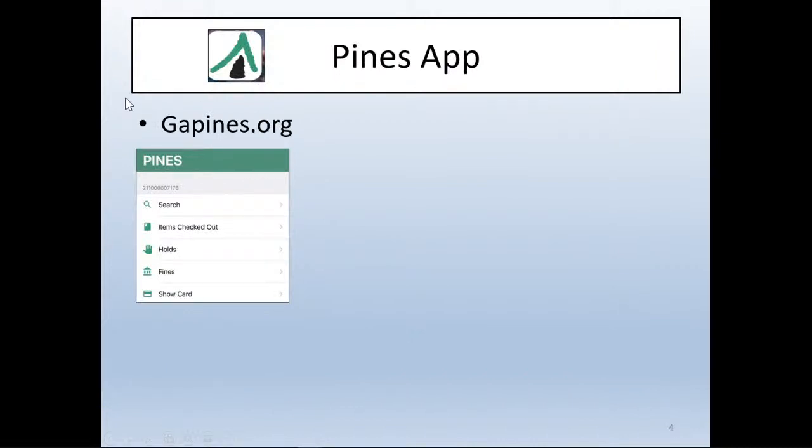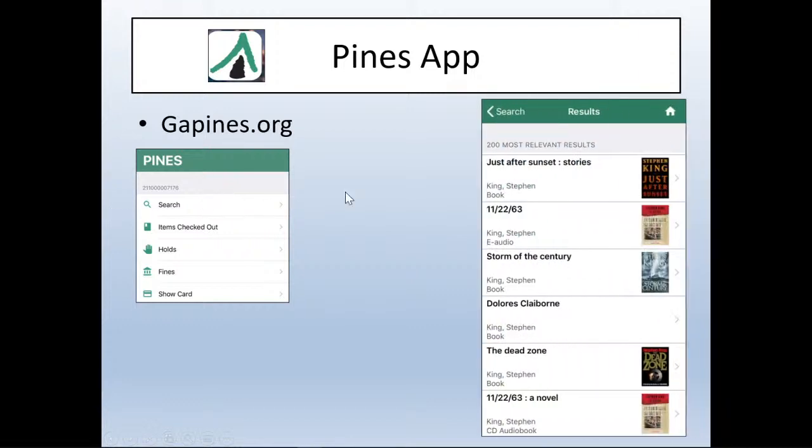So let's talk about our Pines app. Okay. This is the same way of accessing gapines.org, okay? So this is the app that you can download. And why I use the app? Well, one of the big benefits is when we do a search, we actually not only get knowing what books are in, it also shows us what audiobooks are available as well, and also our CD audiobooks shows available as well, all the way across our Pine system. Okay, now I'm not 100% sure how accurate that is with our new Libby system, but I do know that's the way it has worked in the past with the e-audiobooks.